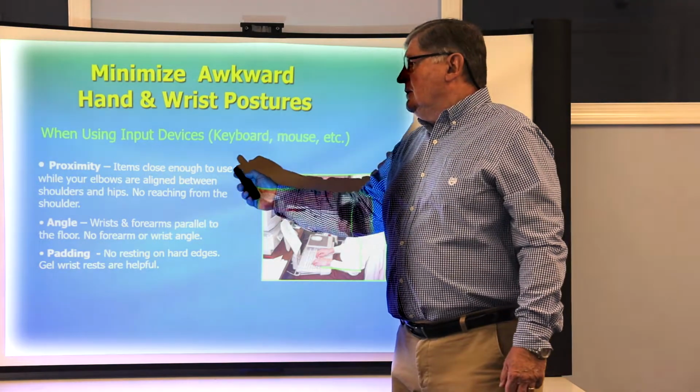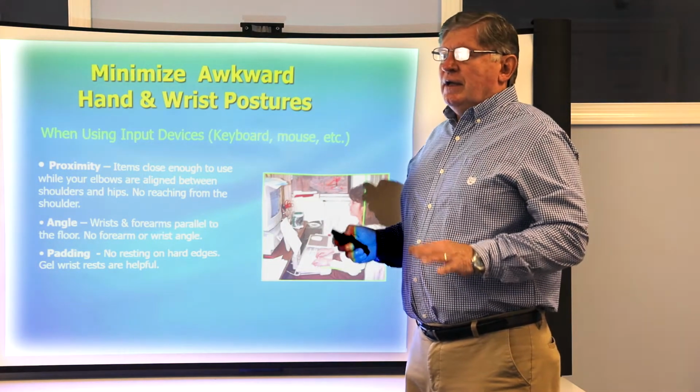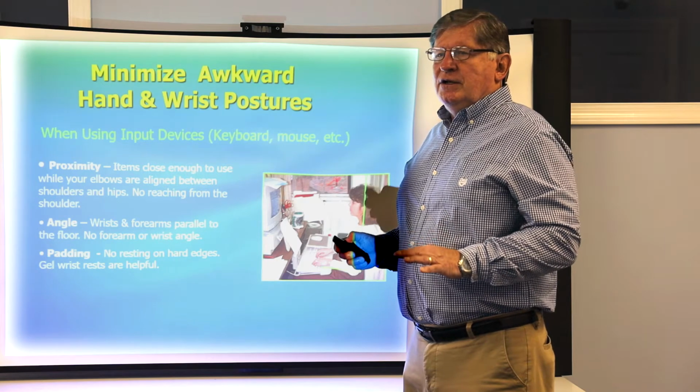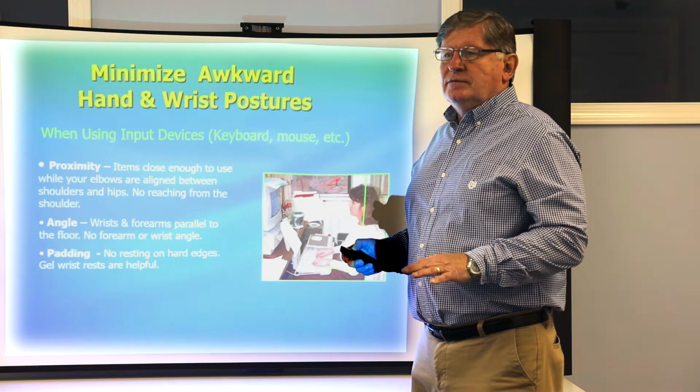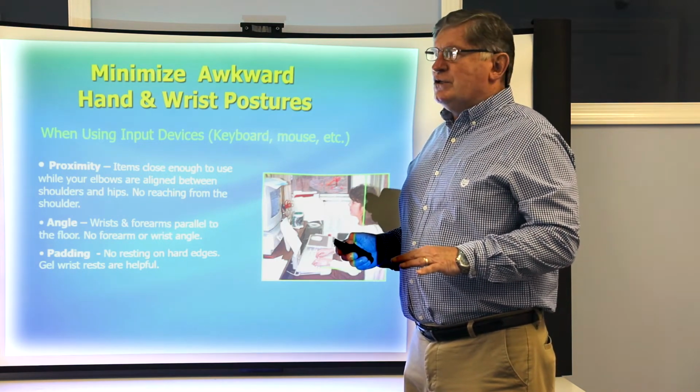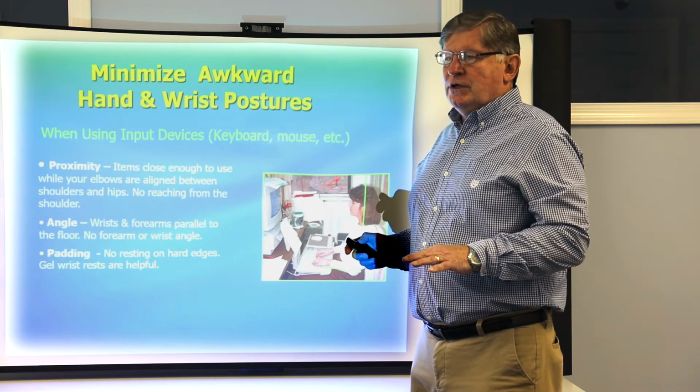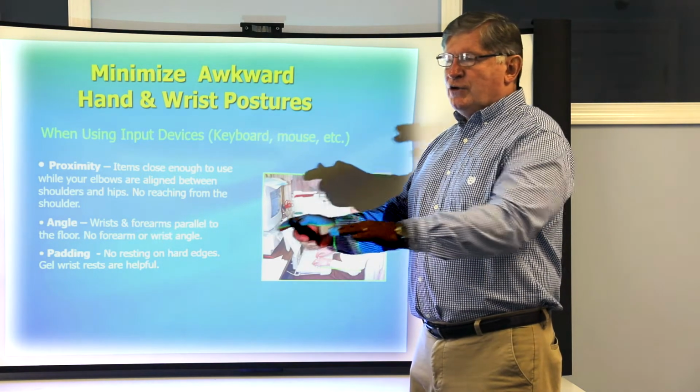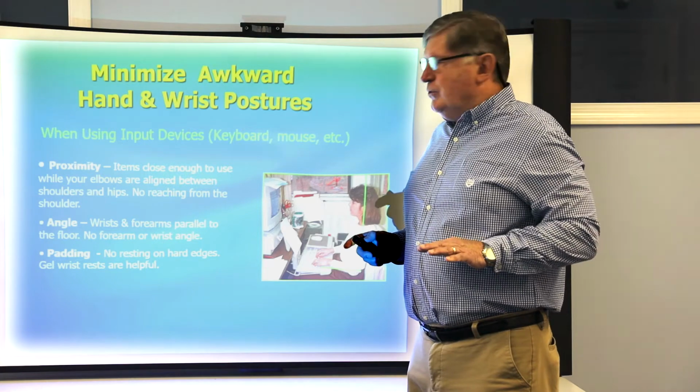You want to be close enough to your keyboard that again you can maintain that 90-degree bend at the elbow, and that your elbows stay beneath your shoulders, so it doesn't require you to reach out or have the keyboard too close to you.